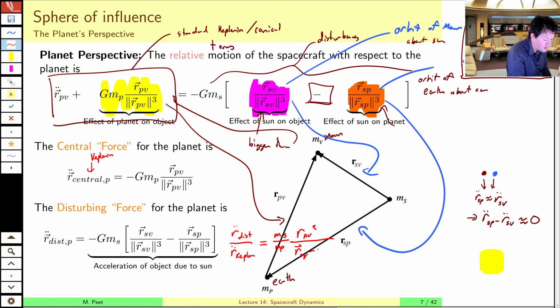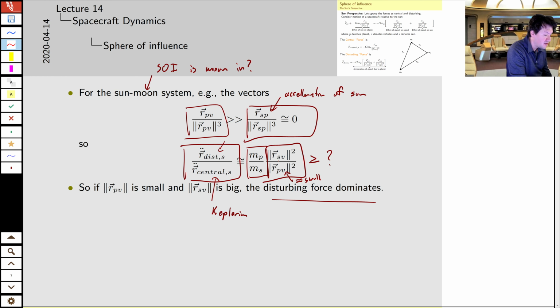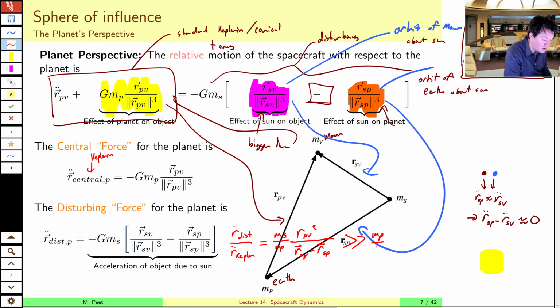minus rsp. So the question is whether this is greater than what we had on the previous slide, which was mp, rsv over rpv, squared. I think that was it. Yep. And that is going to determine which sphere of influence we're in, which Keplerian motion is disturbed more.